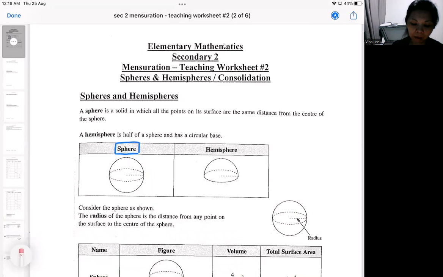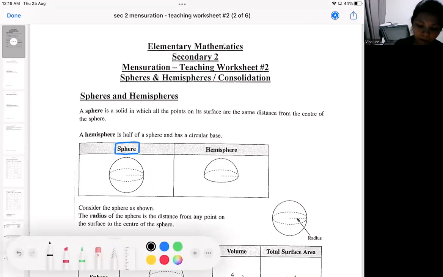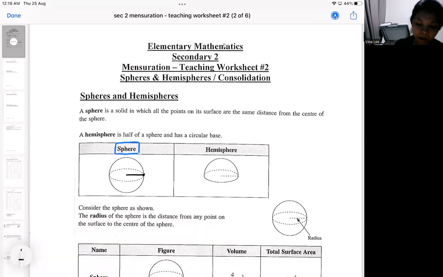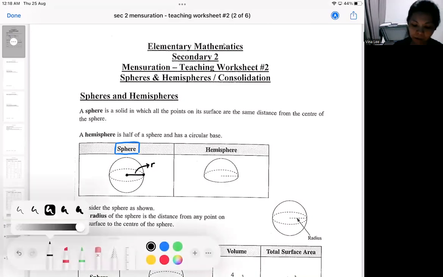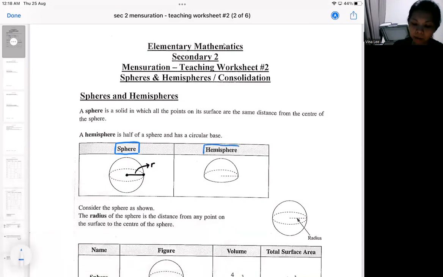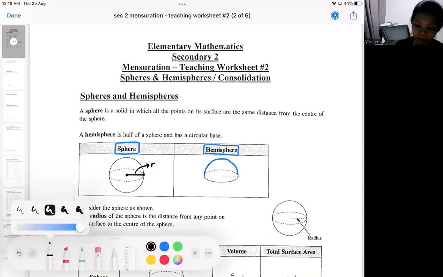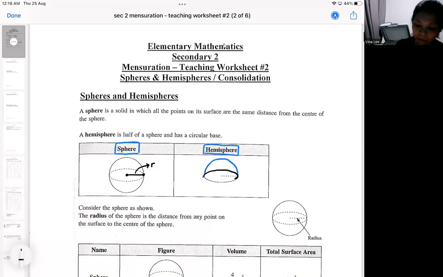Other than that, the characteristic of a sphere is that it's defined by the radius. How big the radius is will decide how big the sphere is. A hemisphere is just half of it, except that when you cut it in half, there will be a circular portion, and then there will also be a circular base. That is the basic idea of what a sphere looks like.